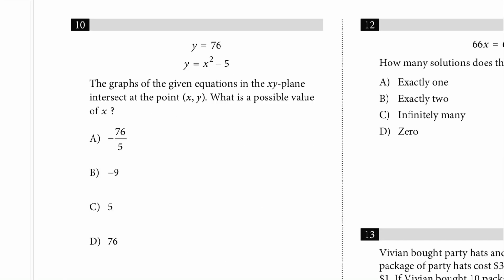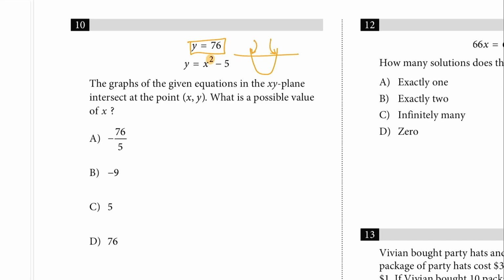The graphs of the given equations in the xy plane intersect at a point xy. What is the possible value for x? The reason why they're saying a possible value and not the value of x is because these are going to intersect at 2 points. And the reason I know that is because we have a squared term here. A quadratic is a shape that looks like this, and in this case it is upward facing, and this is a straight line, so it's going to go like this, which means that we're going to intersect at 2 points.